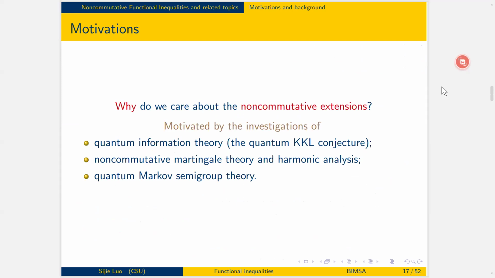At first, when we started to do research in this framework, we had to ask ourselves why we care about non-commutative. After our investigation, we know there is a conjecture in quantum information theory named the quantum KKL conjecture. It means that if we extend such a result from the hypercube to the quantum setting, or the quantum Fourier cube, the KKL inequality is unknown. It's a known conjecture in quantum information theory.